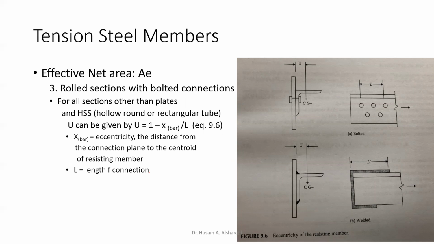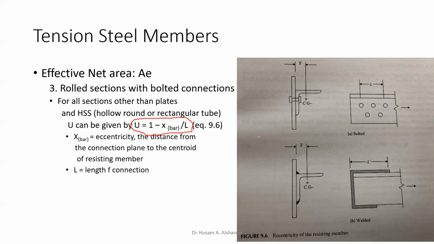Then you have the third scenario, where you have a rolled section with bolted connections. Again, you have two cases where it's bolted and you have welded connections. So for all sections other than plates, like HSS, your U equals 1 minus X bar over L. And we call this equation 9.6. We'll need this, so you're going to have to remember it probably.